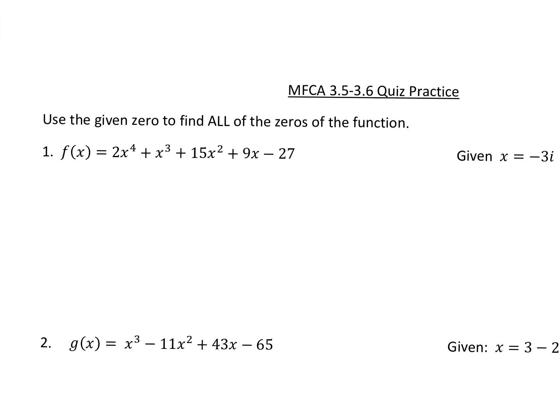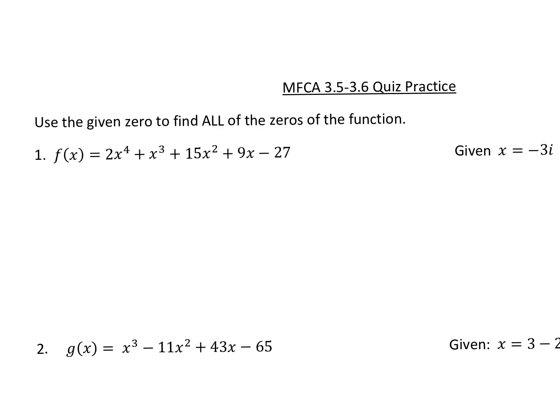So let's look at a question like 1 and 2. We're going to do all these together. Watch me work along. First of all, notice that the highest exponent you see is what? 4. So when they tell you to find all of the zeros and they give you one of the imaginary ones, you know you should have 4 answers in total.